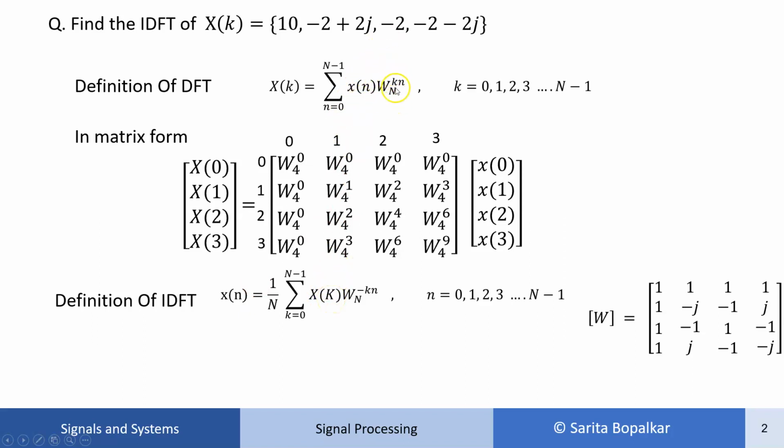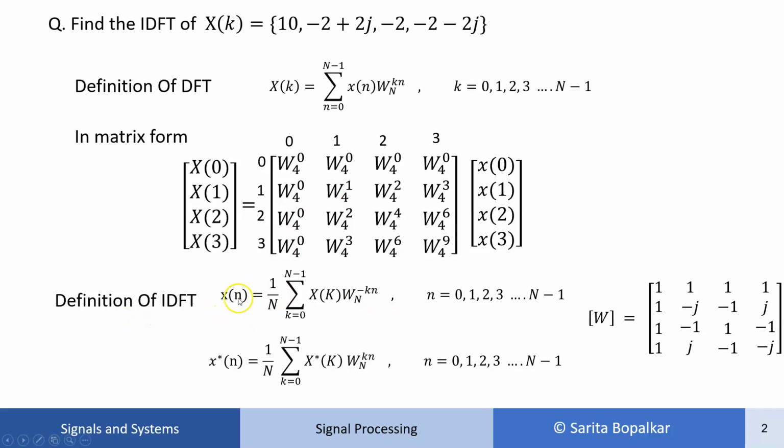Now in the twiddle factor W_N^{kn}, W_N^{-kn} means these are complex conjugates of each other. That means to find the inverse DFT, the twiddle factor matrix is the complex conjugate of the matrix we use to find the DFT. Now, if I want to remember only one twiddle factor matrix, the one we use to find the DFT, we need to change the other terms.